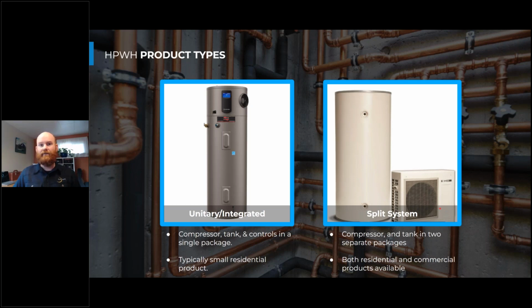It adds a little bit of complexity as it's not all in one package, but these are typically provided in larger commercially sized products, though there are a few available in the smaller residential sizes, like the Sanden here, which is a smaller residential product. But in general, we have either the unitary or the split system. What that means is everything's packaged together in our unitary case, and in a split system, a few of the components are split apart. We're still going to have a control system built into this heat pump water heater, but it's not all packaged in one clean, convenient package for us.